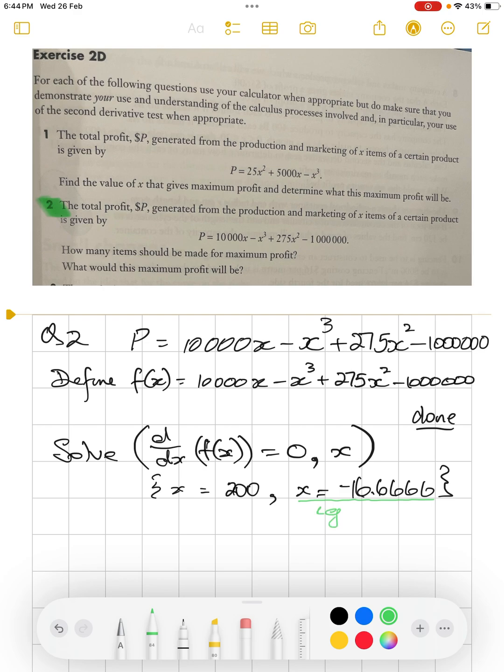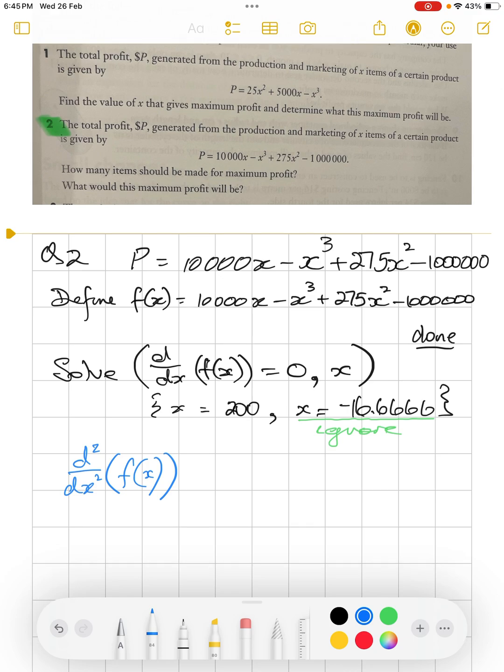Because x is positive, we would ignore the negative. Because x cannot be a negative number of items, we would substitute to find out if it's a maximum or minimum. You could run d2 dx squared of our f of x, hit enter, and the calculator would give us negative 6x plus 550.